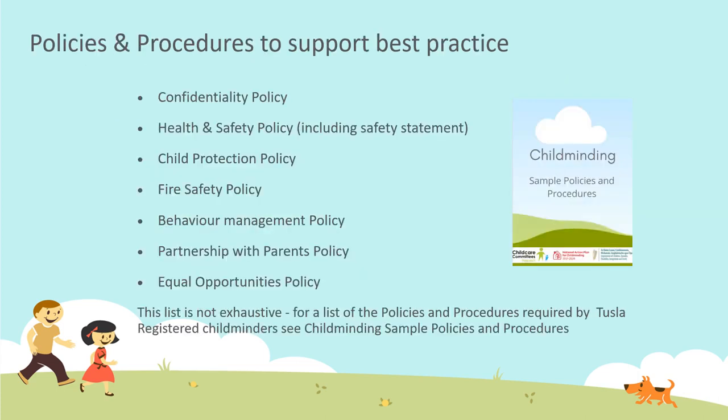Policies and procedures to support best practice. So this slide outlines an example of some of the policies and procedures that you should keep to support best practice. The list again is not exhaustive and for a full list you should refer to the Childminding Sample Policies and Procedures booklet. TUSLA registered childminders should also refer to the Quality Regulatory Framework, the QRF, for childminding and the TUSLA Registration Information for Childminders Guide. You can contact your local CCC for further information on these resources.